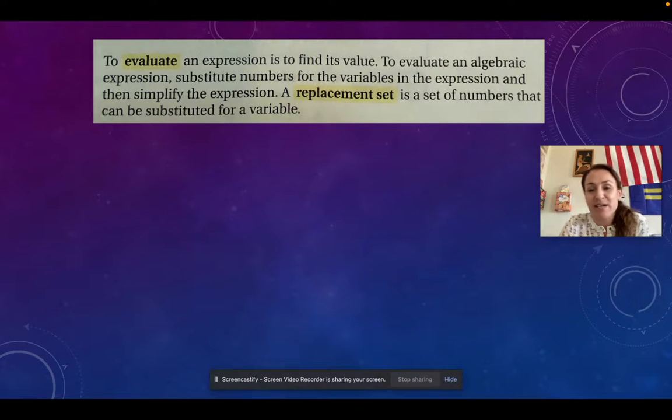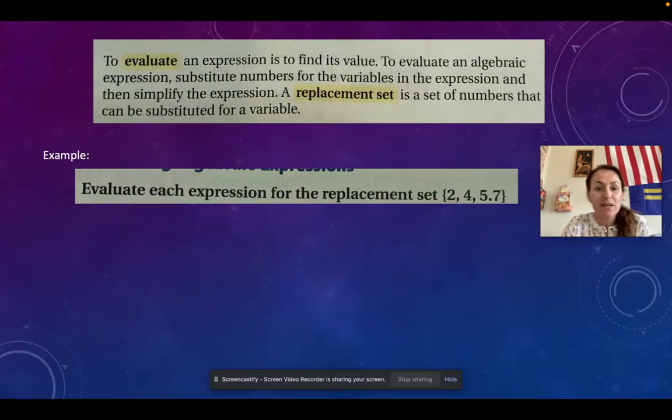All right. Okay, so you might want to pause it and get this down, but to evaluate an expression means to find the expression's value. And a replacement set is a set of numbers that can be substituted for a variable. Okay, so let's look at an example. Evaluate each expression where we're going to use the replacement set 2, and then 4, and then 5.7.